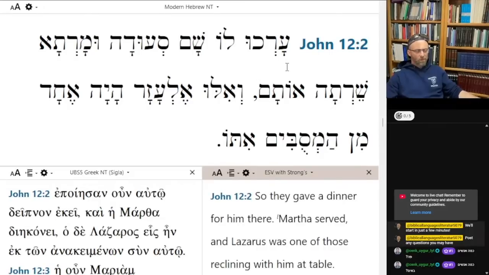So verse 2, "Alchu lo sham suda umalta sheotaotam." So alchu, they arranged. This is a G stem, for those of you who use classic terminology. The G stem is kal or pa'al, as I've mentioned above.